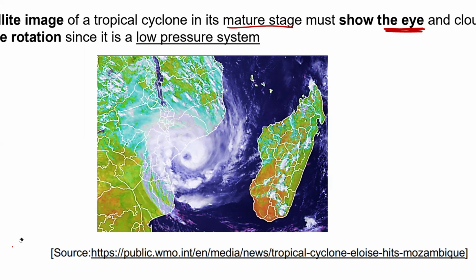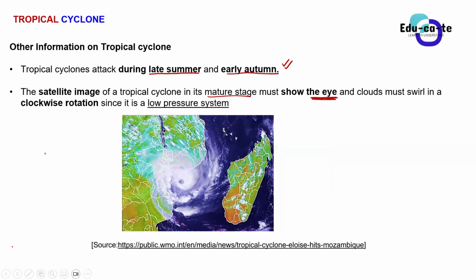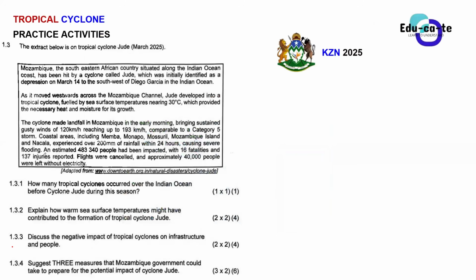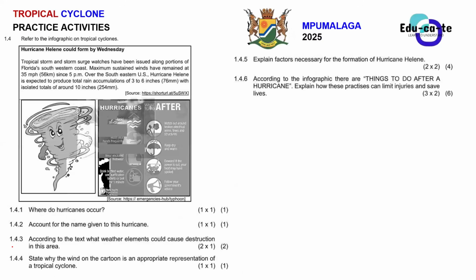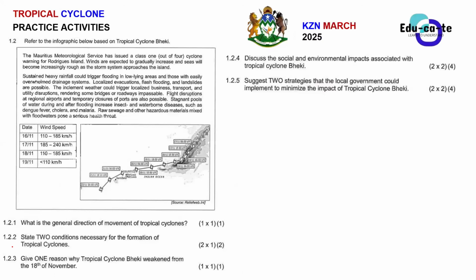Are we together? Yes. All right. So those are the basic information that I just wanted to add on this. Besides that, all that is left is practice activities. Because of our time, I think we're only going to do one practice activity. I'm going to take this one, KZN March 2025.